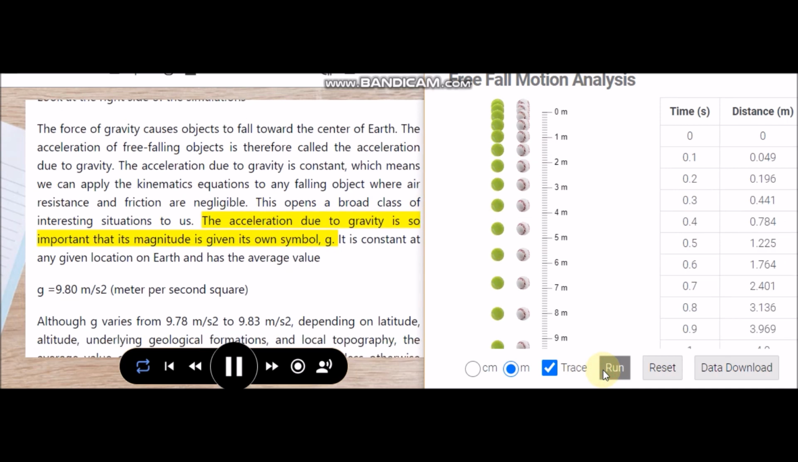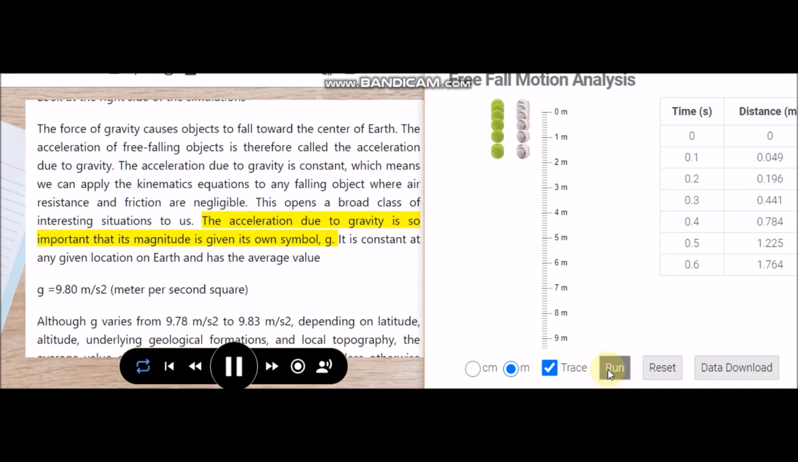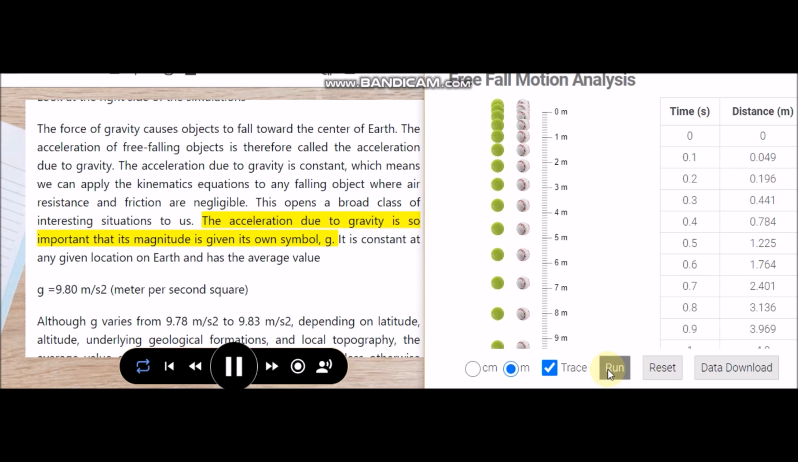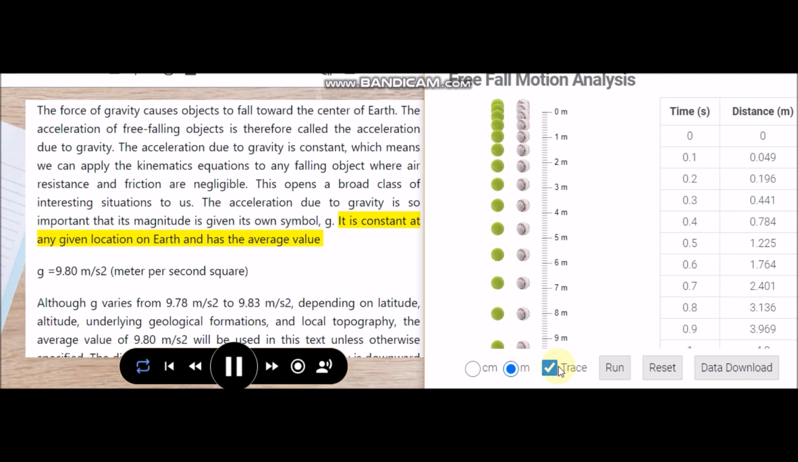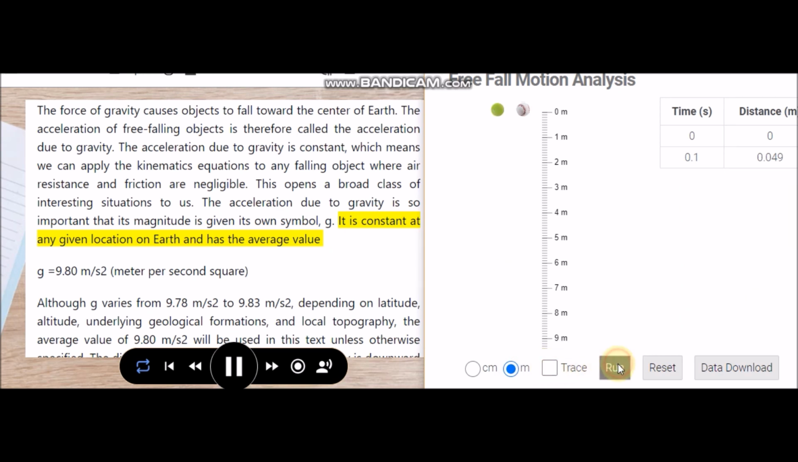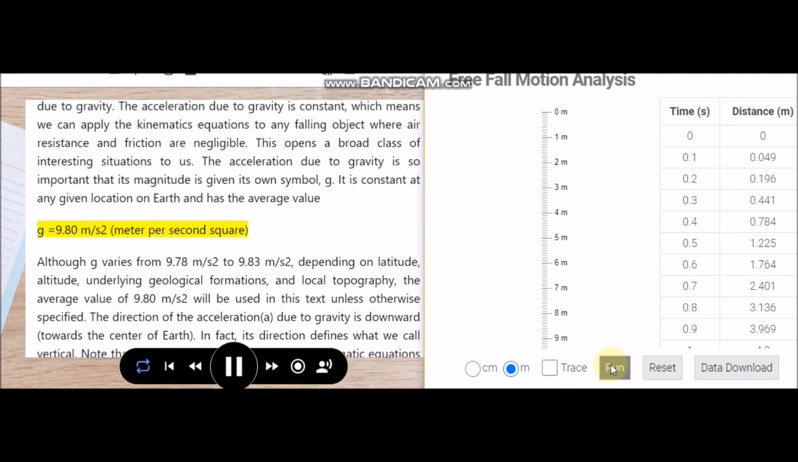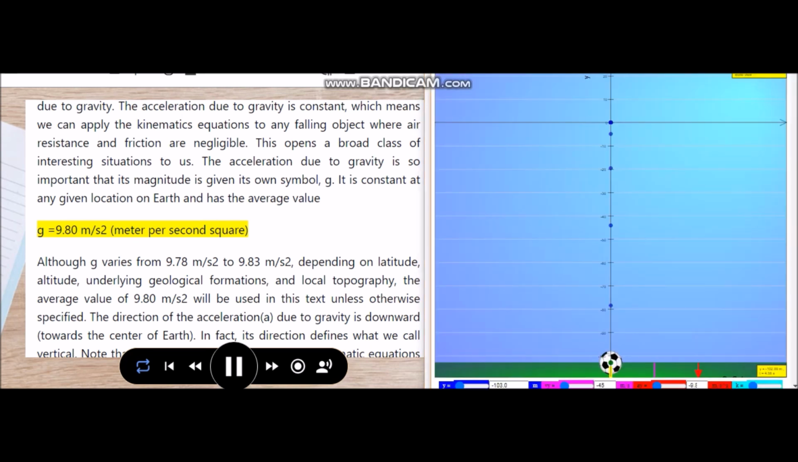The acceleration due to gravity is so important that its magnitude is given its own symbol, g. It is constant at any given location on Earth and has the average value g equals 9.80 m/s², meters per second squared.